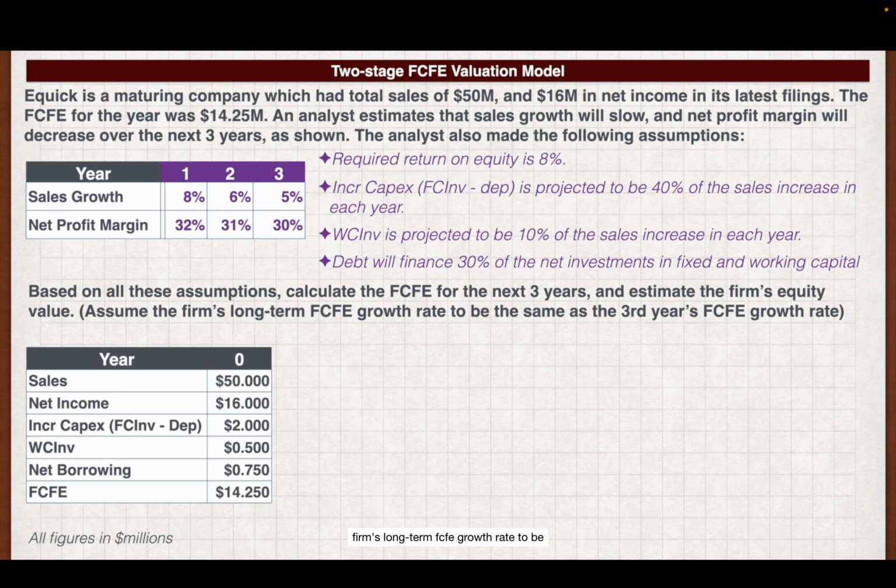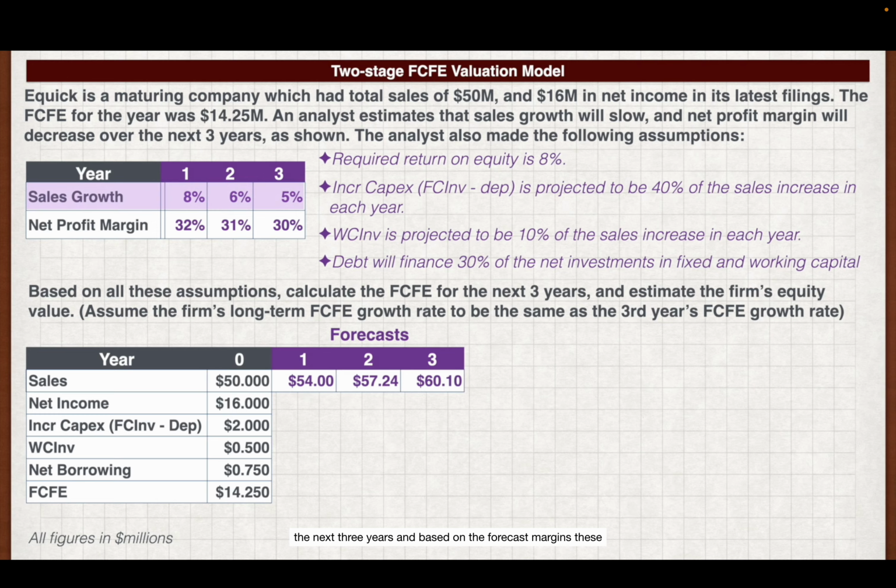You may assume the firm's long-term FCFE growth rate to be the same as the third year's FCFE growth rate. Unlike the last example, this example requires us to make component forecasts. Let's go through them one by one. Based on the assumptions, these are the sales forecasts for the next 3 years, and based on the forecast margins, these are the net income figures.